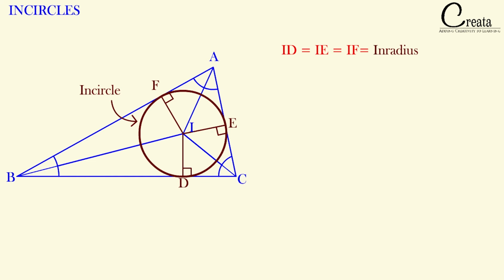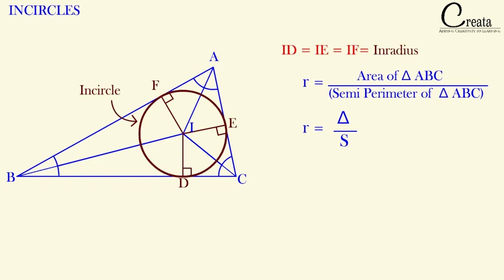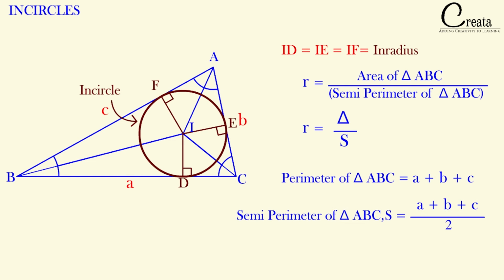The formula of inradius is the area of the triangle ABC upon the semi-perimeter of the triangle ABC. The area of the triangle ABC is denoted as delta, and S is the semi-perimeter of the triangle ABC. Semi-perimeter means half of the perimeter. If we take the sides of the triangle as A, B and C, the perimeter of the triangle will be A plus B plus C, and the semi-perimeter will be (A plus B plus C) upon 2. So the inradius, that is the radius of the incircle, is area of the triangle upon the semi-perimeter. This is a very important concept.